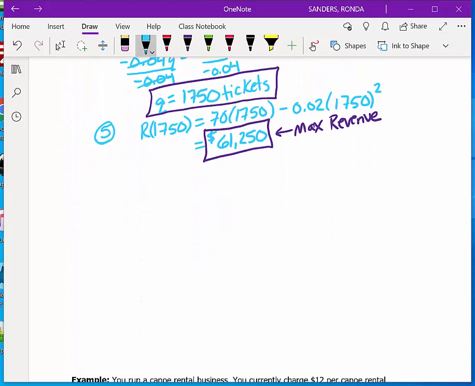If we do this, we will evaluate P is equal to 70 minus 0.02 times Q, 1,750. And we will get P is equal to $35 per ticket.